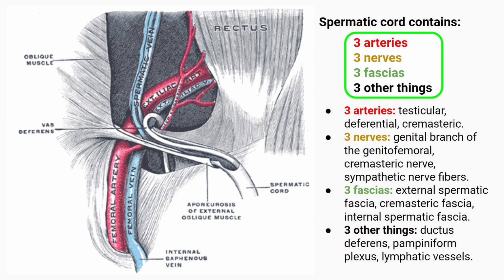The spermatic cord is a cord-like structure which contains 3 arteries, 3 nerves, 3 fascias, and 3 other things. The arteries include testicular artery, deferential artery, and cremasteric artery. Nerves include the genital branch of the genitofemoral, cremasteric, and sympathetic nerve fibers. Fascias include external spermatic, cremasteric, and internal spermatic fascia. 3 other things include ductus deferens, pampiniform plexus, and lymphatic vessels.